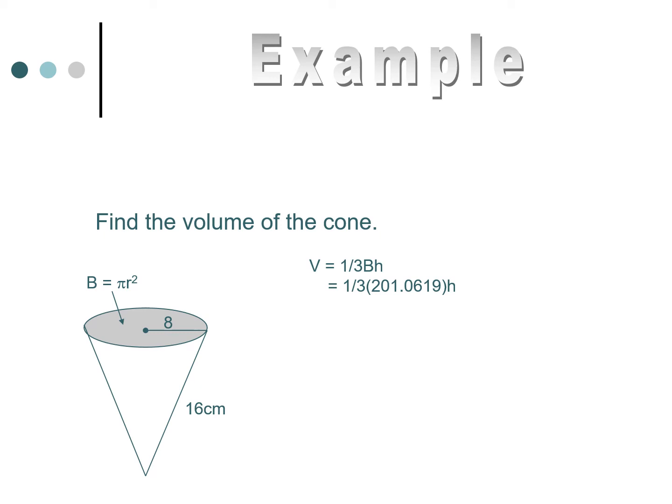201.0619. Now to find the height, we have to draw in a triangle. Using the Pythagorean theorem once again, we will find the height of the cone to be approximately 13.8564. Now that we have our information, go ahead and plug all of that into your calculator to get the volume of the cone to be approximately 928.6648 centimeters cubed.